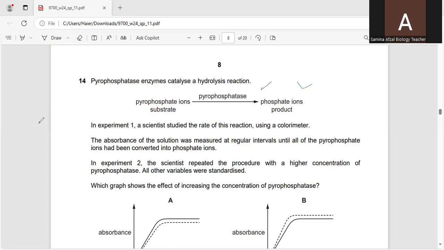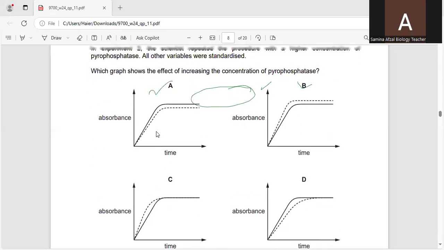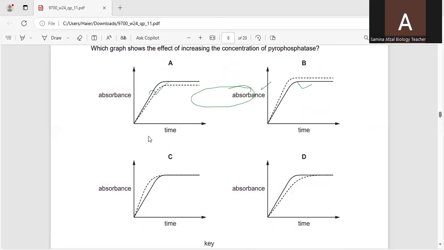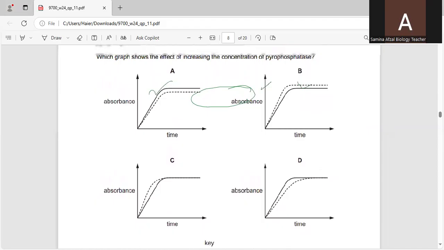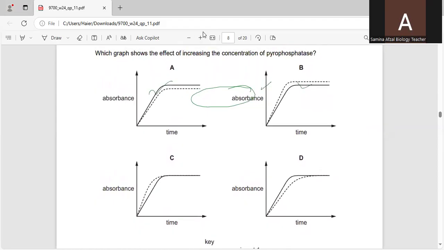pyrophosphatase. They have increased the enzyme concentration. All other variables were the same. The substrate concentration was the same, but they had increased the concentration of the enzyme. By increasing the concentration of the enzyme, students, you understand that the active sites will increase, whereas the concentration of the substrate will remain the same.